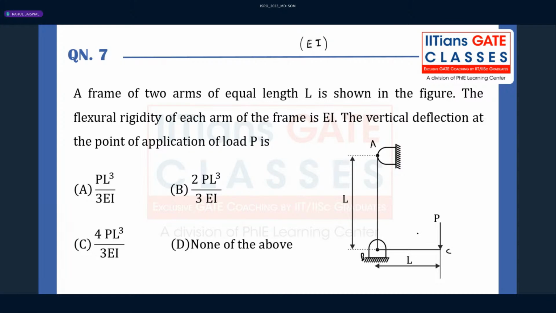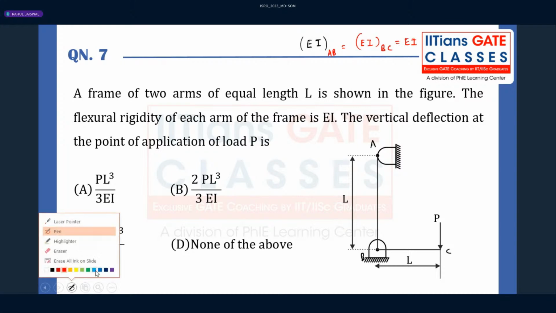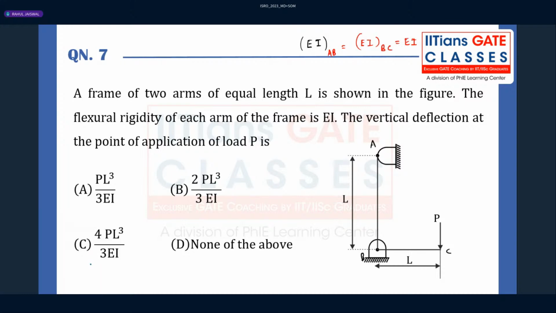That means whatever the dimensions are, they are also the same. Even if they are different, the EI product is the same for both AB and BC. That is what they have given as EI. Now, once again, they are asking for the vertical deflection at the point of application of load. That means the vertical deflection here at point C.